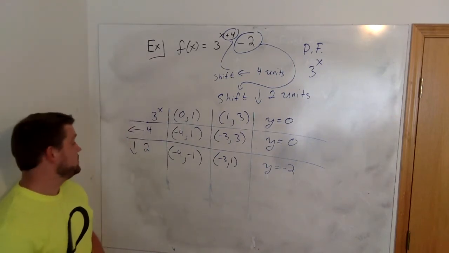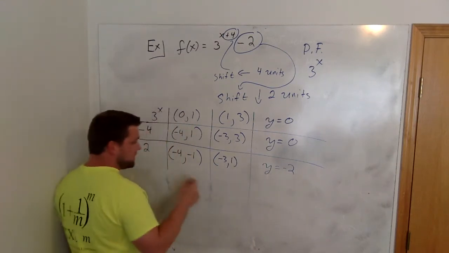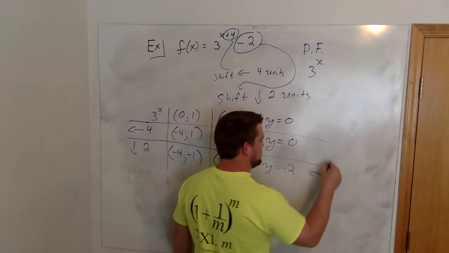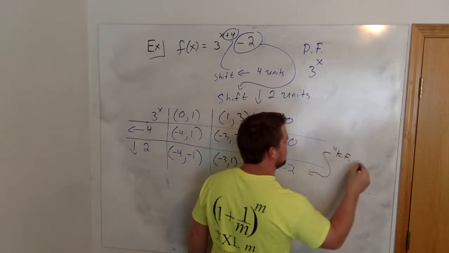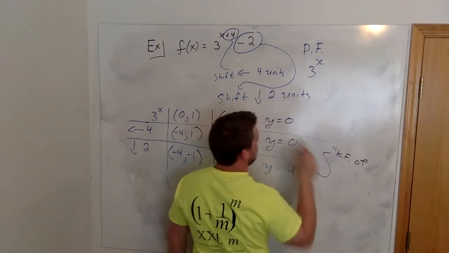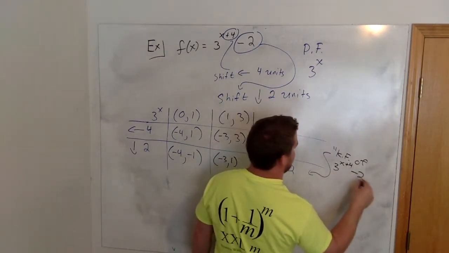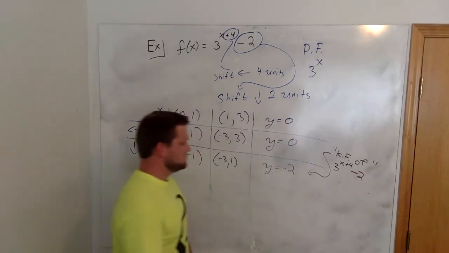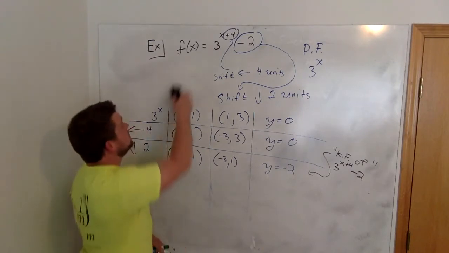So now, what we have on the bottom here, I'm going to write here, these are now the key features of the function we want to graph: 3 to the x plus 4 minus 2. Okay? So let's go ahead and graph this function.